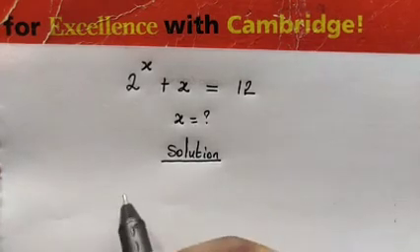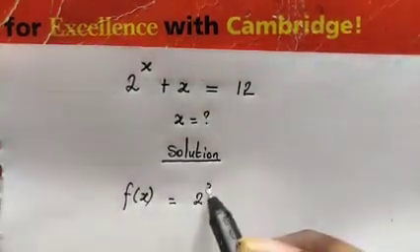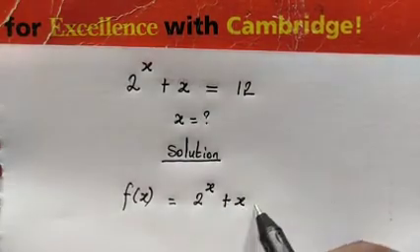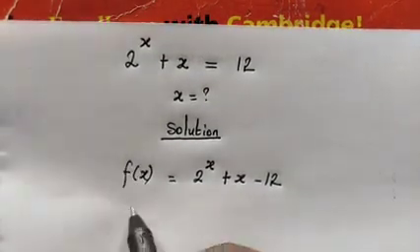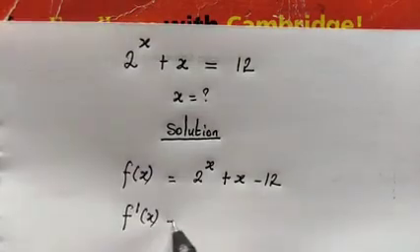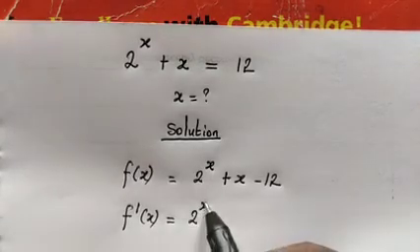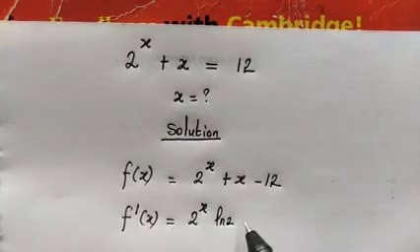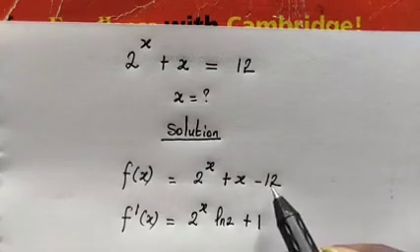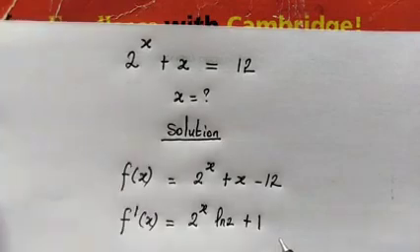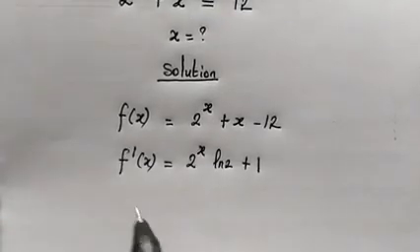Let us define the following function of x: f of x equals 2 raised to the power of x plus x minus 12. Now let's find its derivative. So we know f prime of x is going to be equal to 2 to the power of x times the ln of 2, and then plus the derivative of x with respect to x, which is just 1. And here the derivative of this constant is 0. Right? Okay, that's cool.